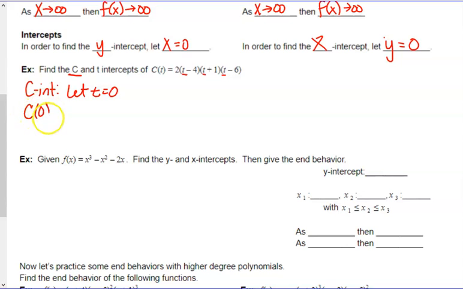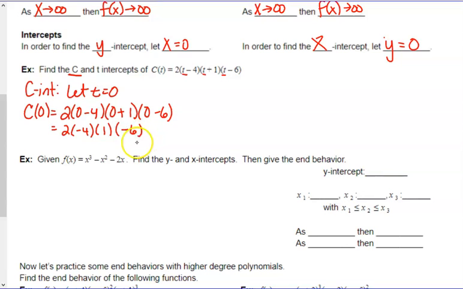So c of 0 is equal to 2 times (0 minus 4) times (0 plus 1) times (0 minus 6). Now I just have to multiply this all out. First, simplify the parentheses. So I get a negative 4 here, a positive 1 and a negative 6. When I multiply all of those together, our C-intercept is a positive 48. That would be acting like the y-intercept as well.